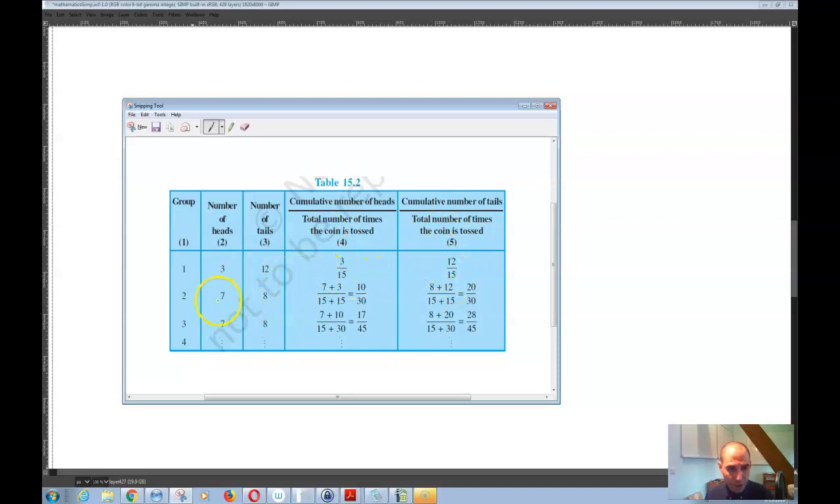Over here you can add these numbers together, 3 plus 7, and again you have tossed the coin another 15 times, so 15 plus 15. Over here you can see that your number is 3 to 15, which is 1/5. Over here the number goes 10 to 30, which is 1/3.